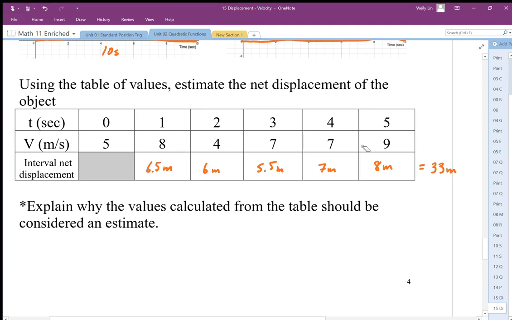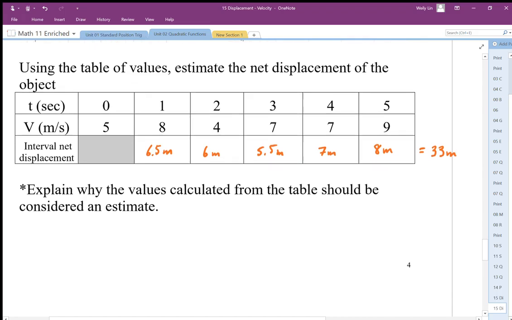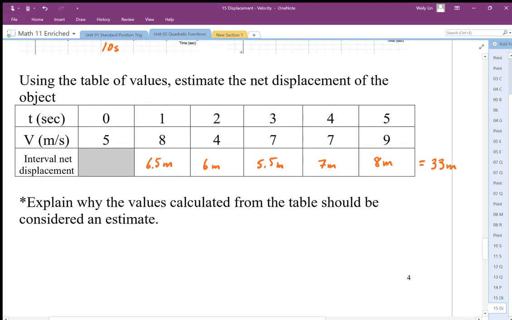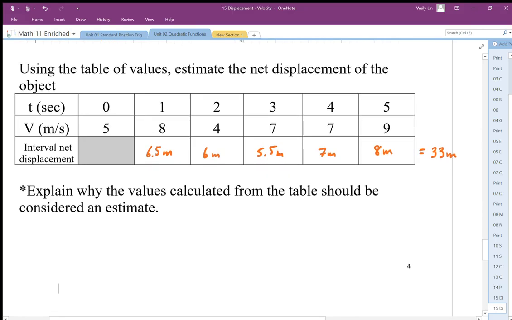Okay, so this is really just an estimate because we don't know that we went from a velocity of 5 meters per second to 8 meters per second in a nice smooth acceleration. It could have gone down, and we could have gone like this. We don't really know. And the area under the velocity curve, which represents displacement, could vary depending on how that curve is shaped between the 2 points. Okay, so that's why we have to consider that an estimate and not the exact displacement.